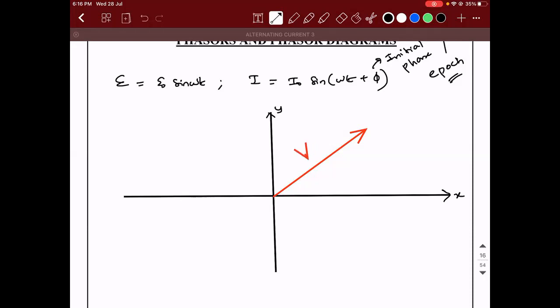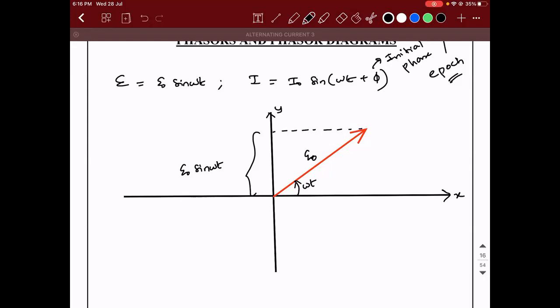So this value, if I take it as E naught, then if I drop a perpendicular onto the y-axis, how much will this distance be, guys? It is E naught sine omega t. The projection of any vector onto the y-axis is the instantaneous value of that vector. So here it is a projection of EMF. That is why it is E naught sine omega t, the instantaneous value of EMF.